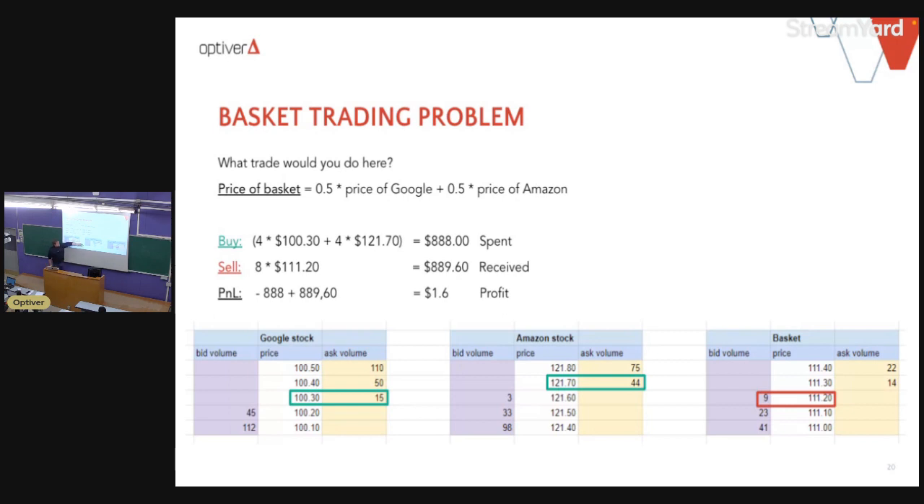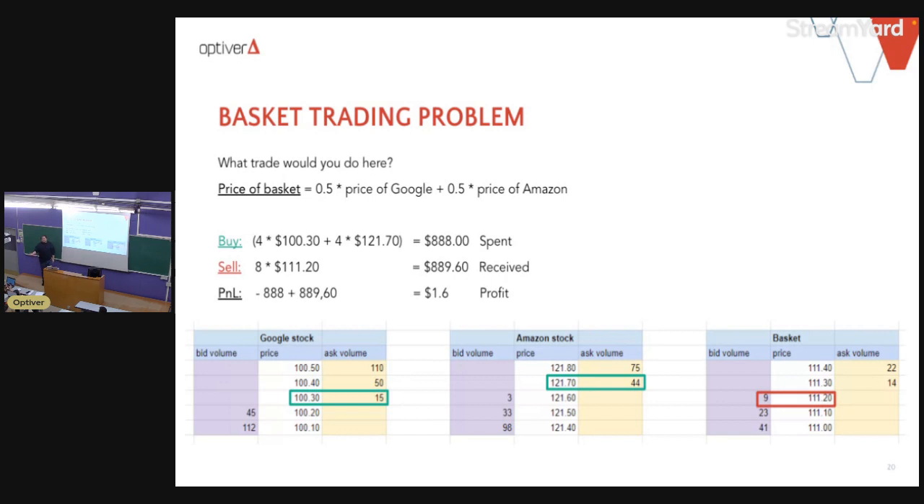It's here, right? 8 times this is $889.60. And if you then do the difference between those, you have $1.60 profit. And that is the profit that you make on this trade.